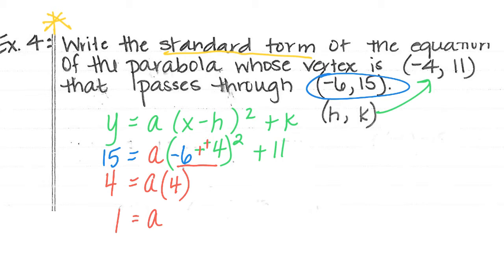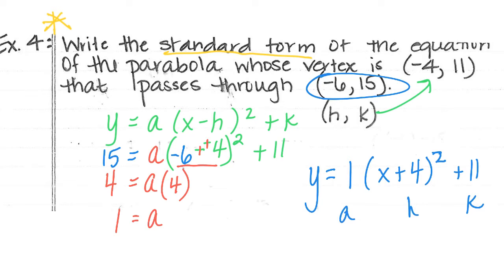So when I plug in the answer, we need an x and a y. I'm going to show the 1 just for good times. And don't forget that we need that (x plus 4) squared plus 11. So we have to show the h, the k, and the a as numbers, and the x and y we're going to show as variables.